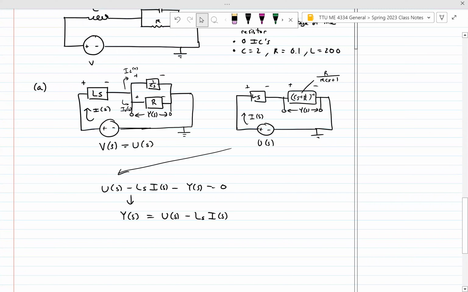Is this it? Are we done? Do we have a transfer function? We need to get rid of I of S, right? How do we do that?